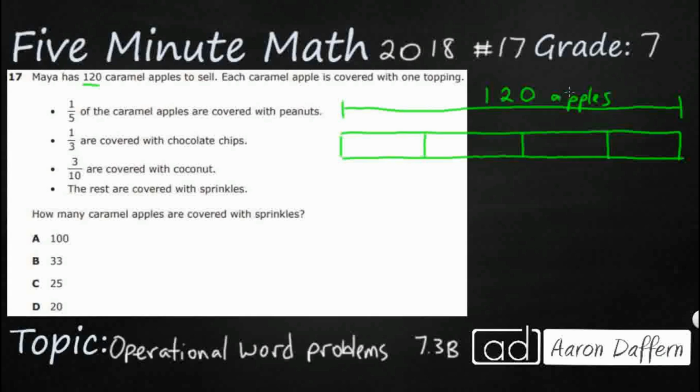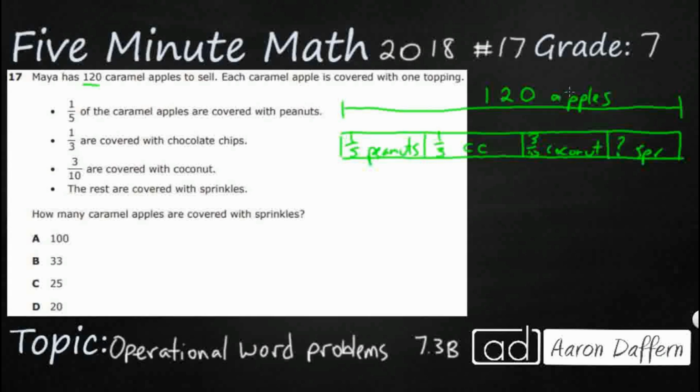So I've got 1/5. Those are peanuts. I've got 1/3. Just going to put CC for chocolate chips. I've got 3/10 coconut. And what I'm looking for are sprinkles. Let's put SPR. So that's my missing amount, is this sprinkles right here.